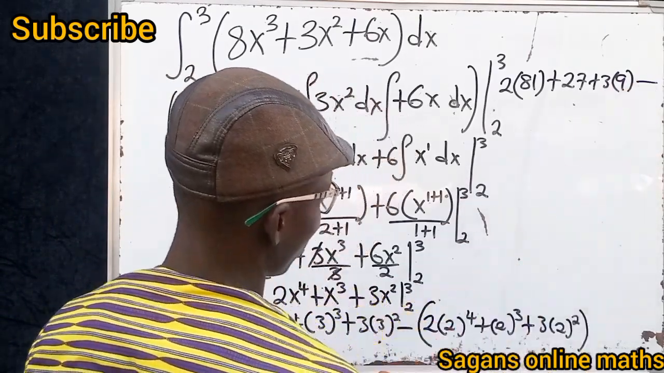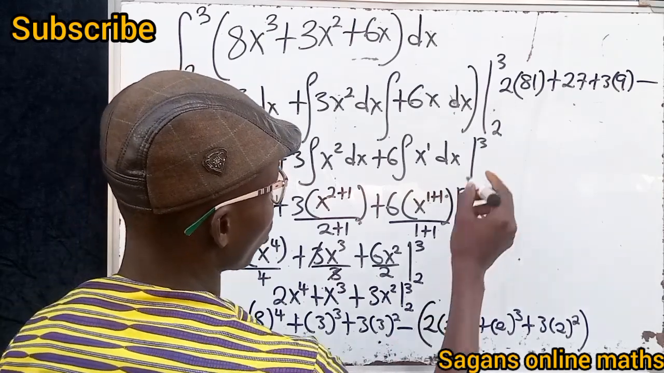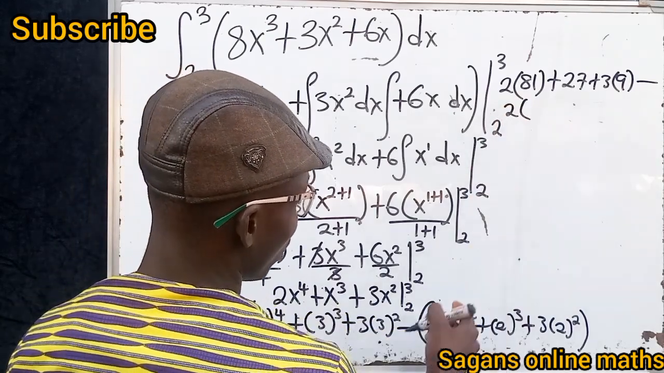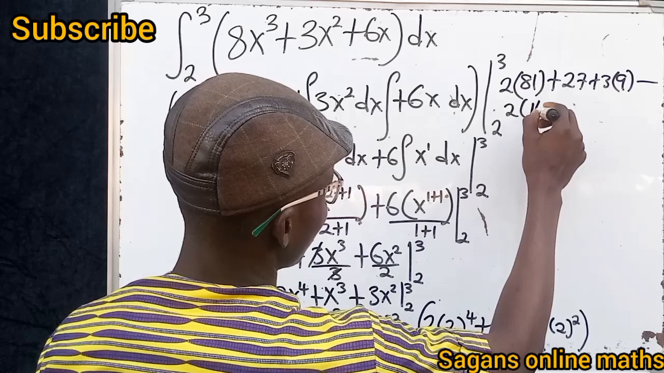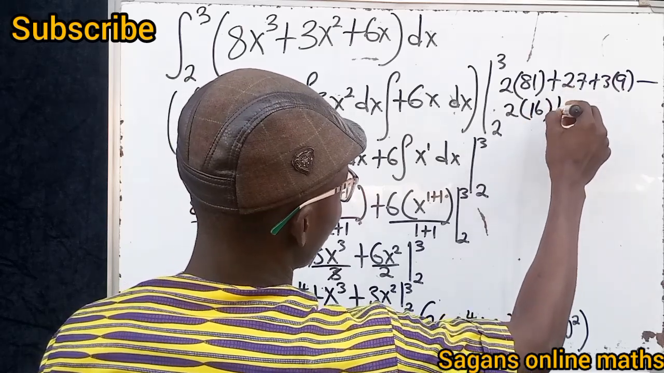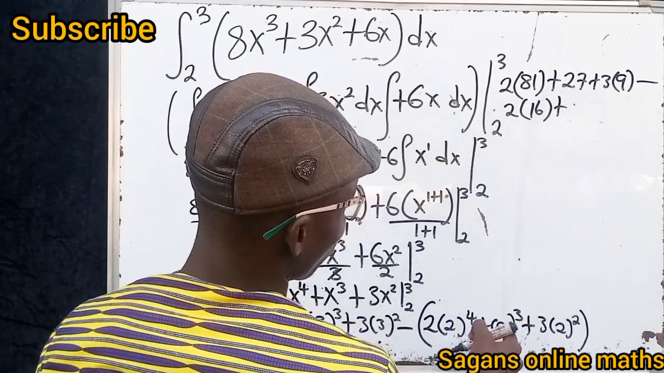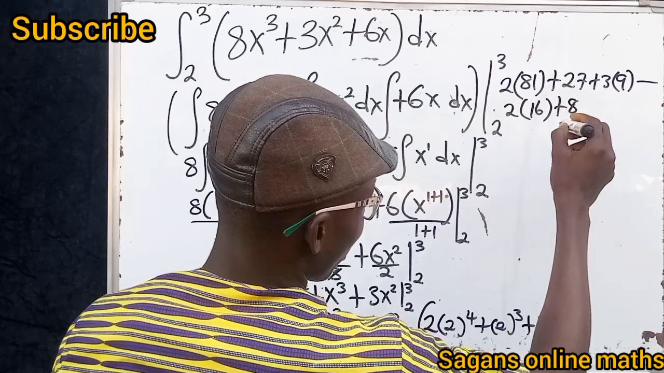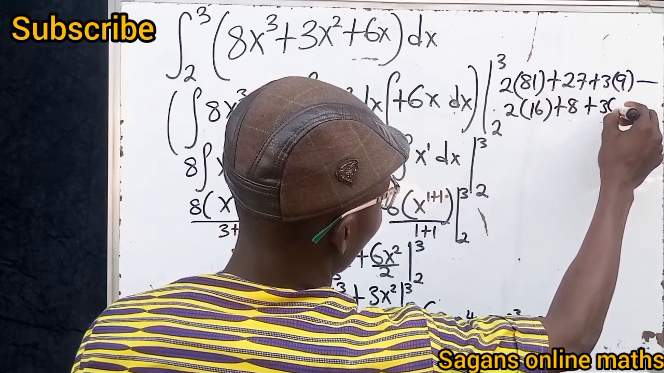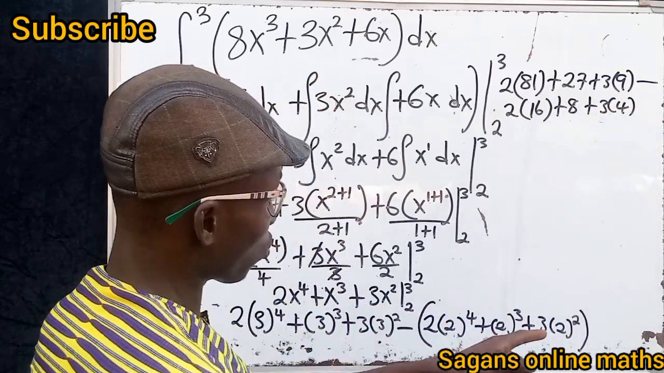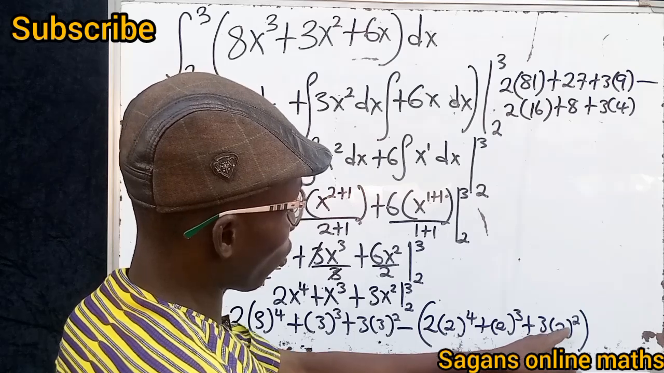We are still subtracting. From this, 2 times 2 to the power of 4 will give us 16. Then plus 2 raised to the power of 3, which is 8. Then plus 3 times 2 raised to the power of 2, which will give us 4.